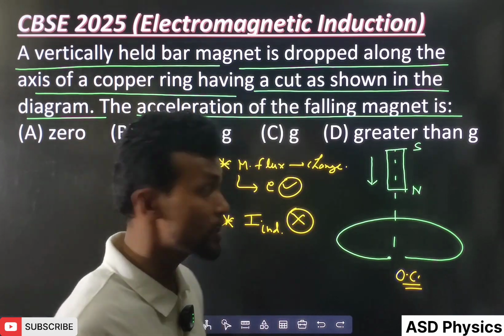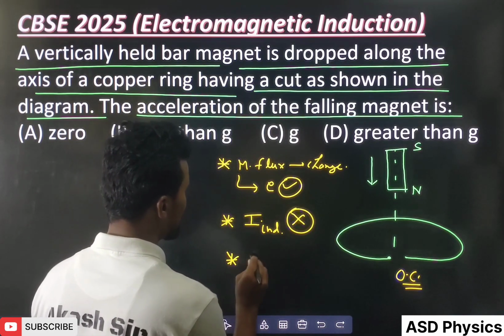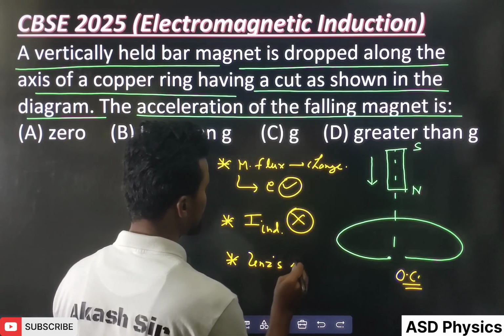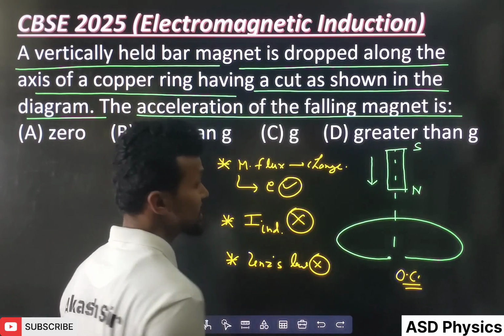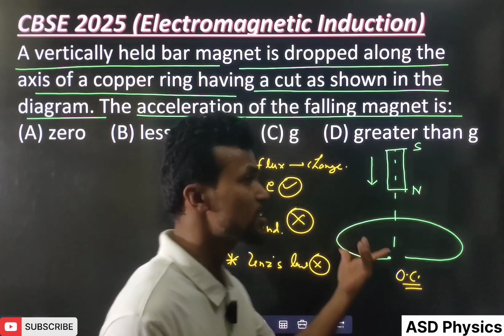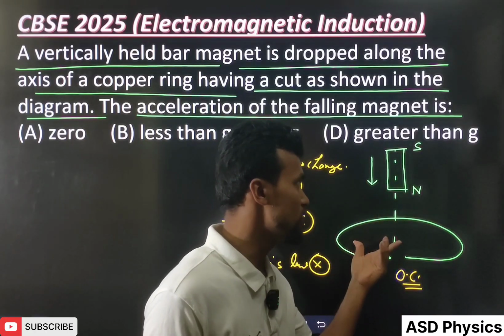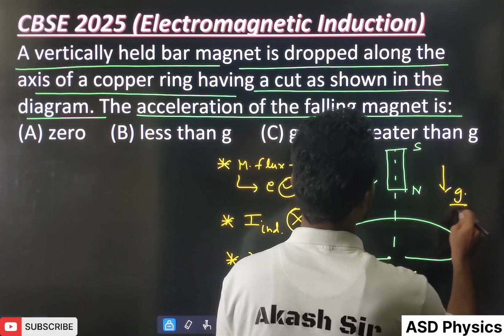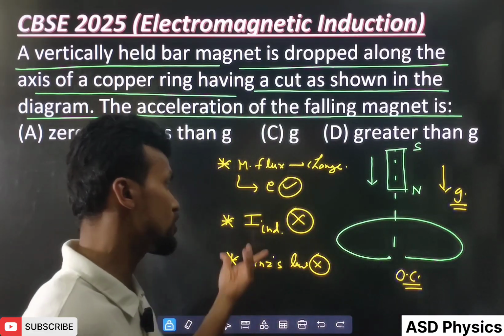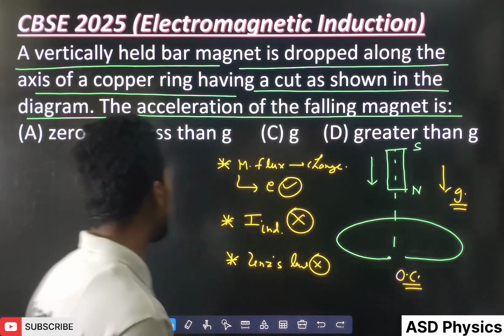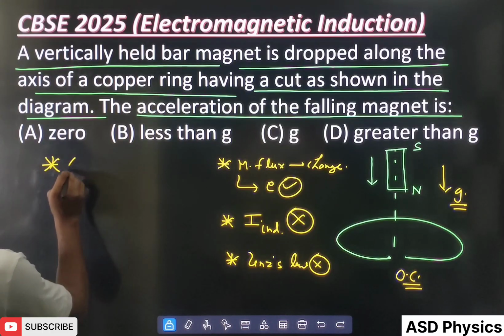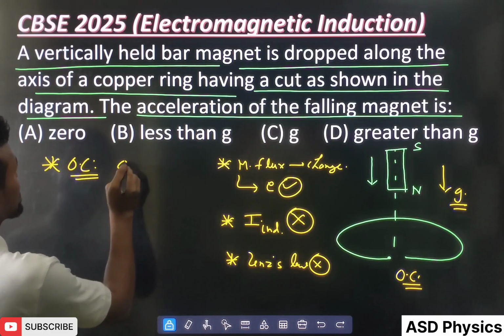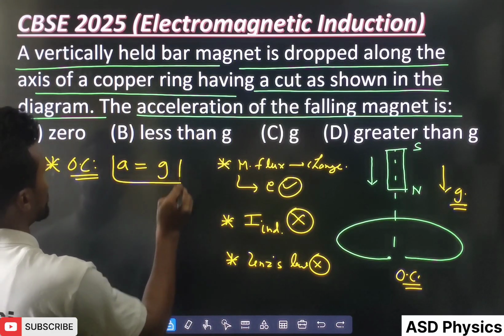That means there will not be induced current. As there is no induced current, there is no Lenz law. What is Lenz law? Lenz law means it always opposes the cause. So there is no opposition of the cause. The magnet is falling downward. If it is falling with gravity g, there is no opposition from Lenz law because there is no induced current. So anyhow, the magnet will fall as it is. Remember that if the circuit is open, a will be g only.